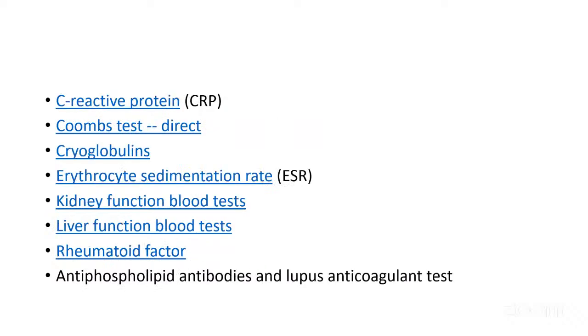And then you can also do what we call the C-reactive protein. And then we have Coombs tests, the cryoglobulins, ESR, kidney function blood tests, liver function tests, and then you have the rheumatoid factor, the antiphospholipid antibodies, and then the lupus anticoagulant test. The lupus anticoagulant is a coagulation-based test to help identify if the patient has SLE.